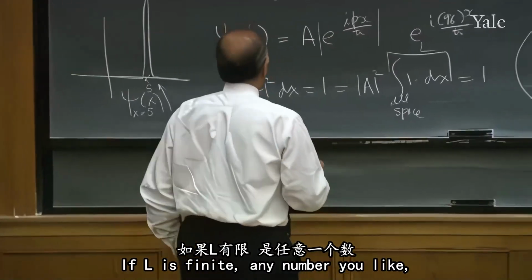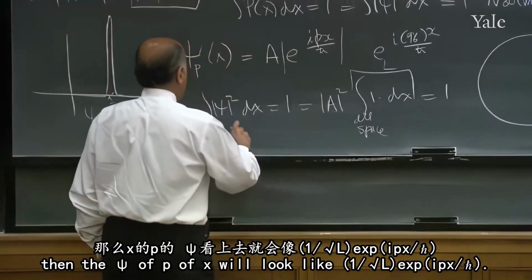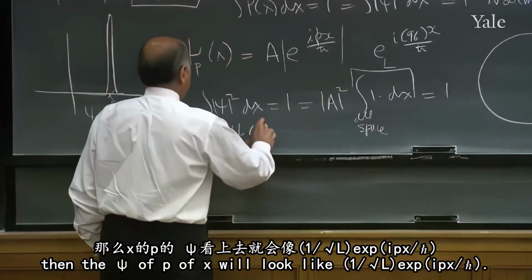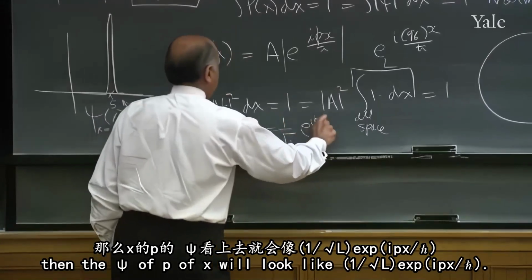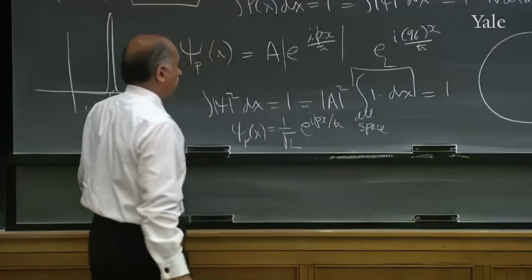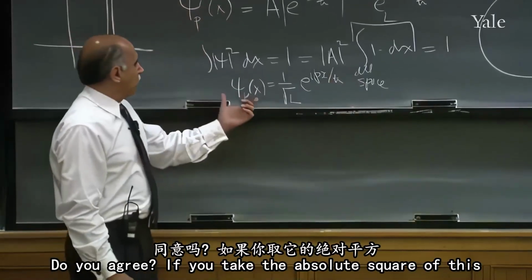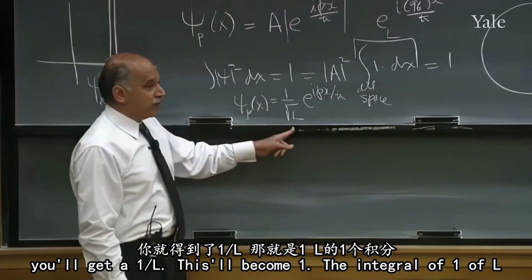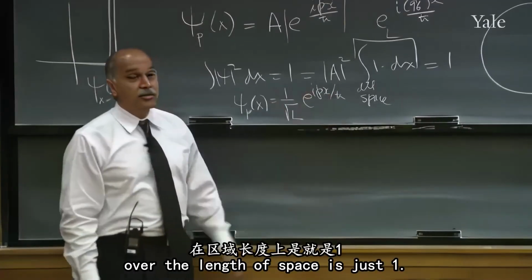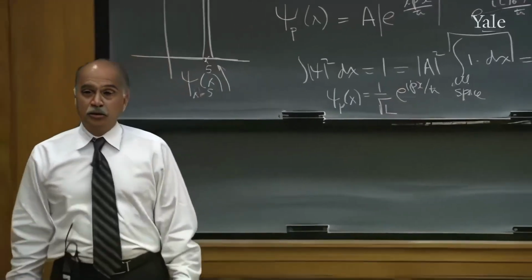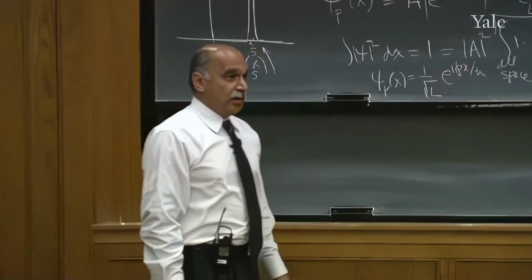If L is finite, any number you like, then psi of p of x will look like 1 over square root of L times e to the ipx over h bar. Do you agree? If you take the absolute square of this, you'll get a 1 over L. The integral of 1 over L over the length of space is just 1. So that's the normalized wave function.